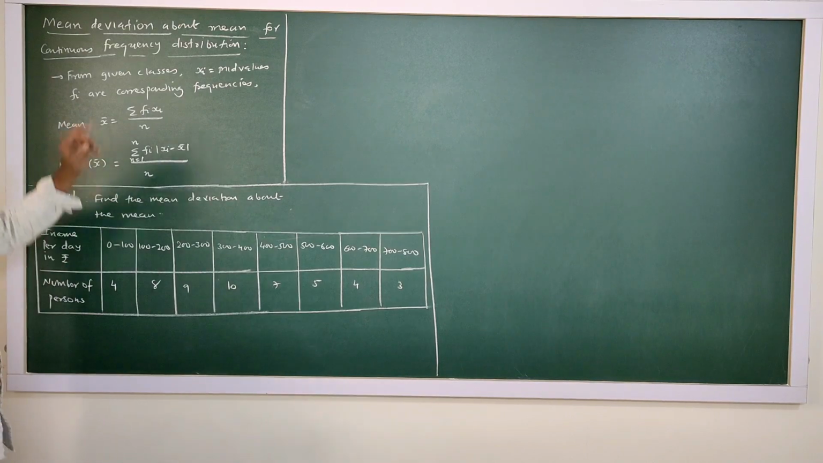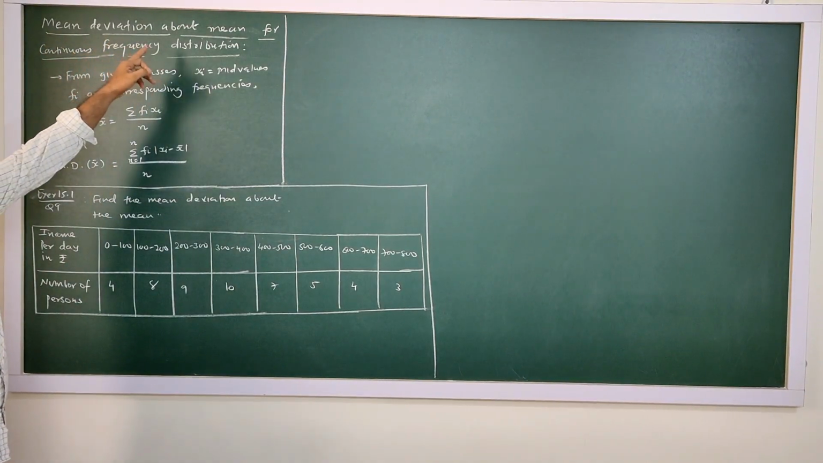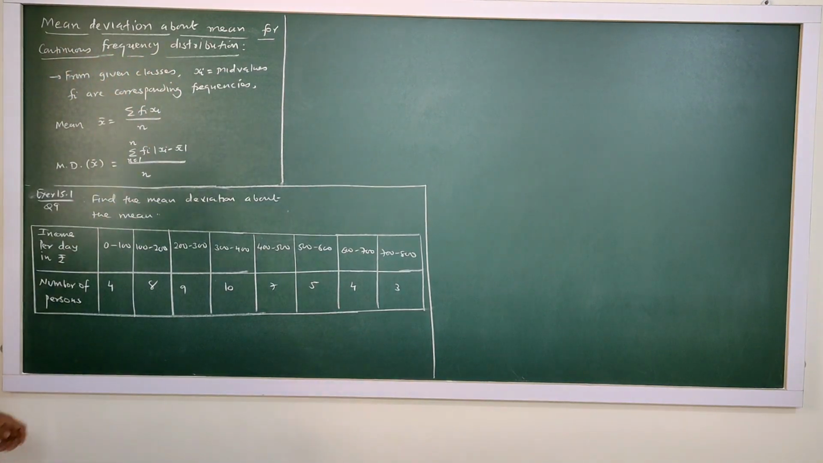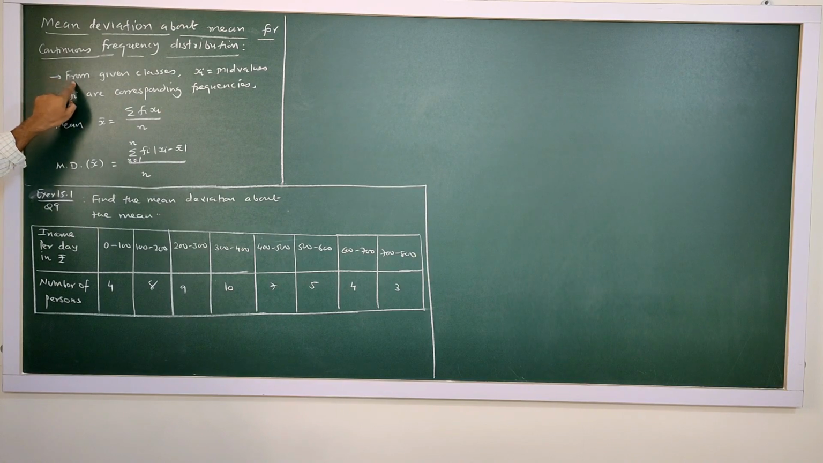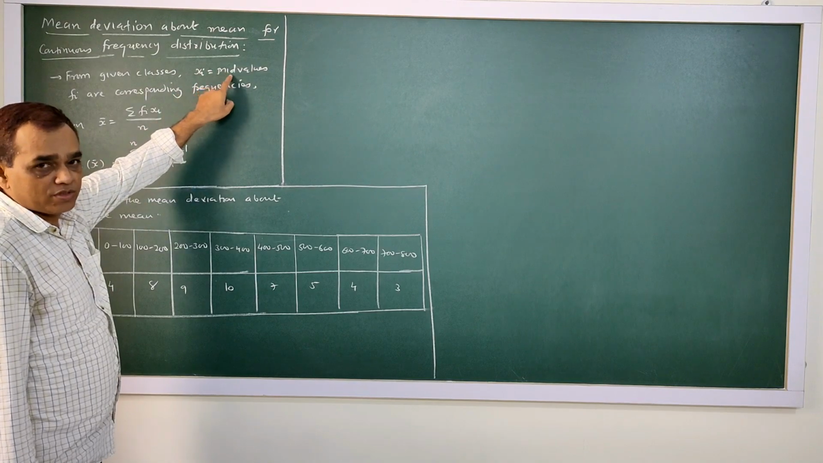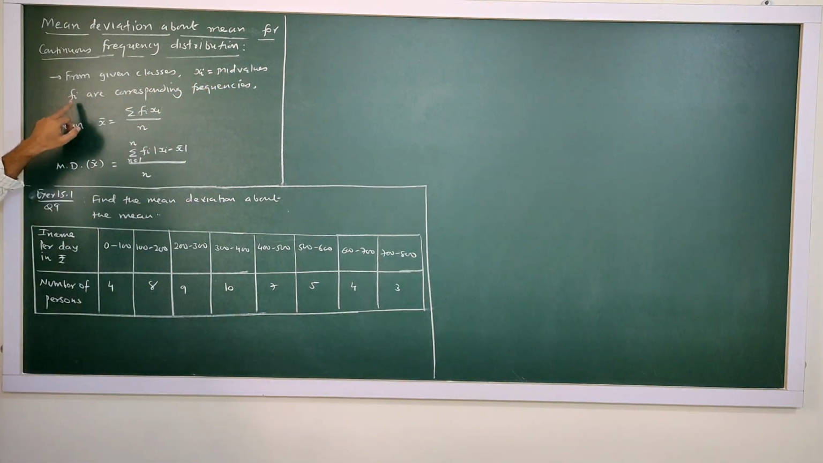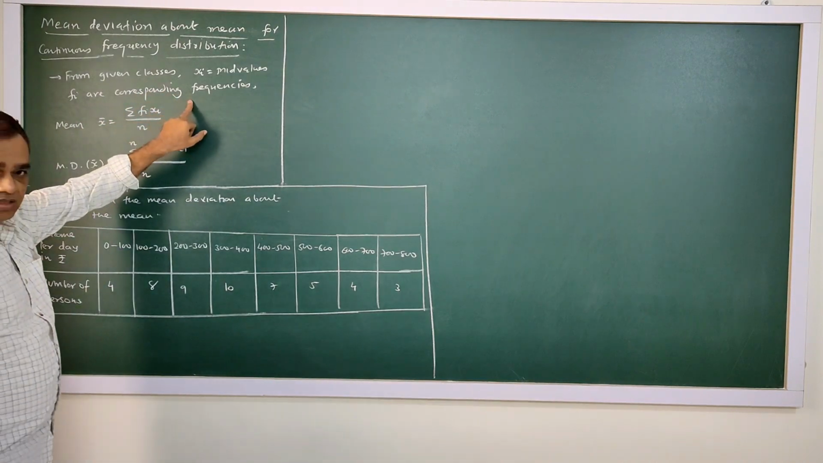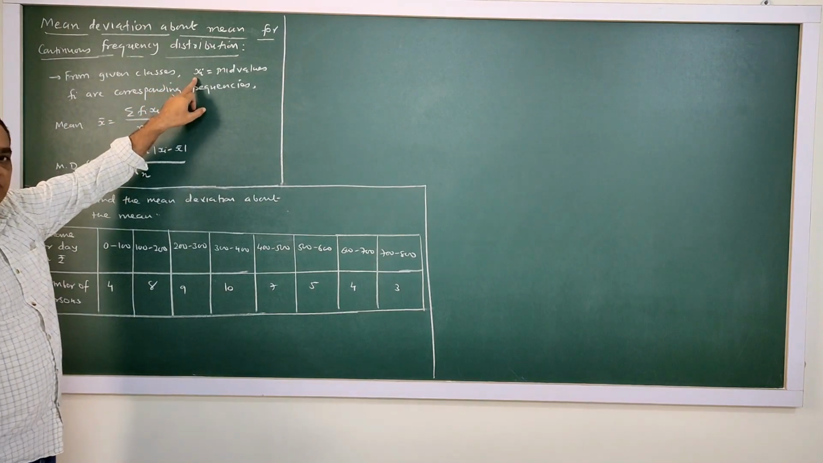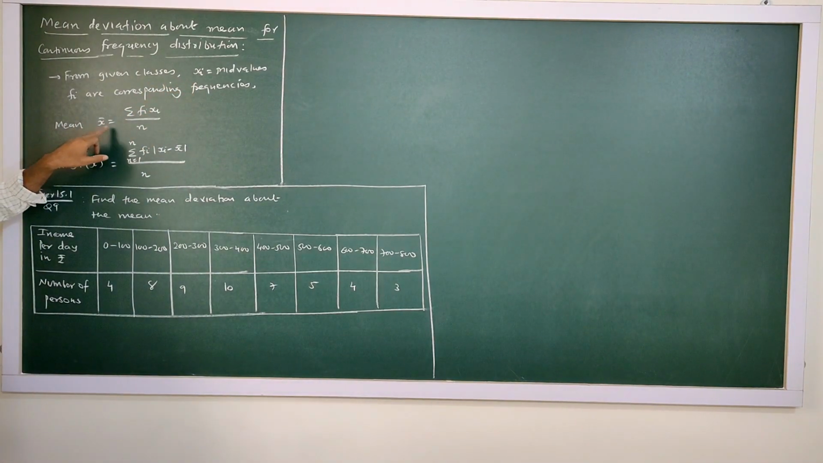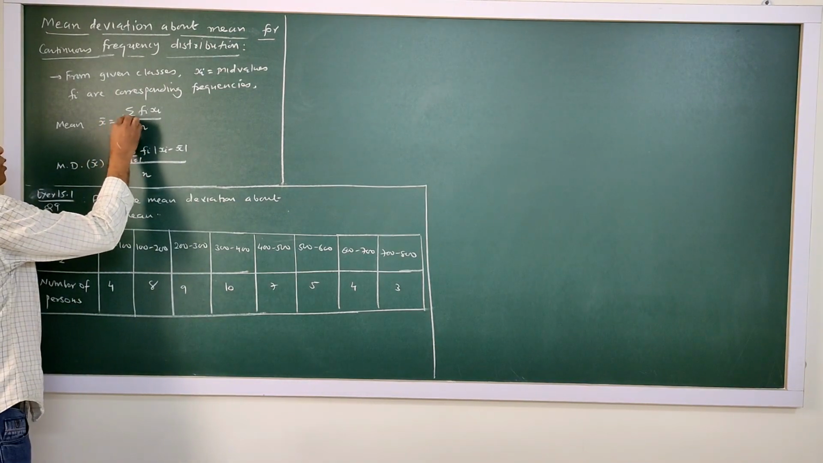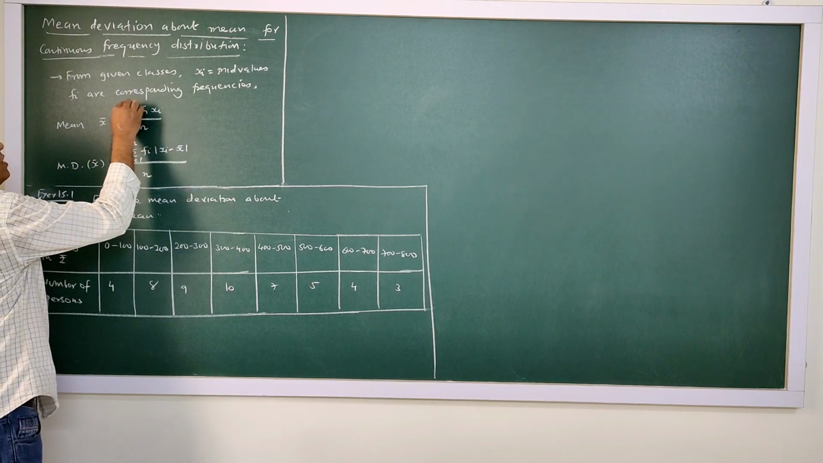Next method is mean deviation about a mean for continuous frequency distribution. From given classes, we will calculate xi mid values. Fi are corresponding frequencies. So from Fi and mid values, we will calculate x bar by this method: sigma Fi xi upon n, i is equal to 1 to n.